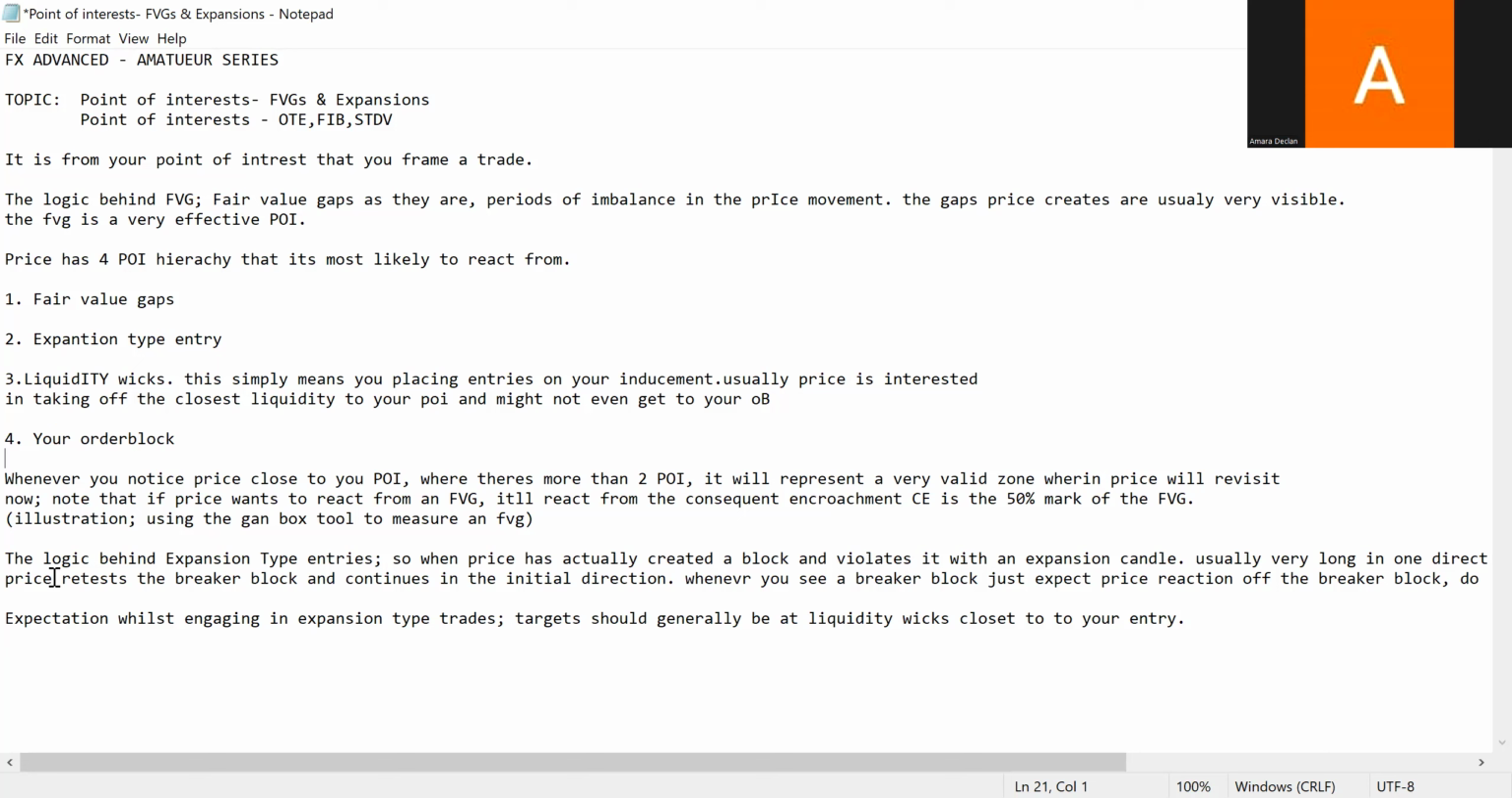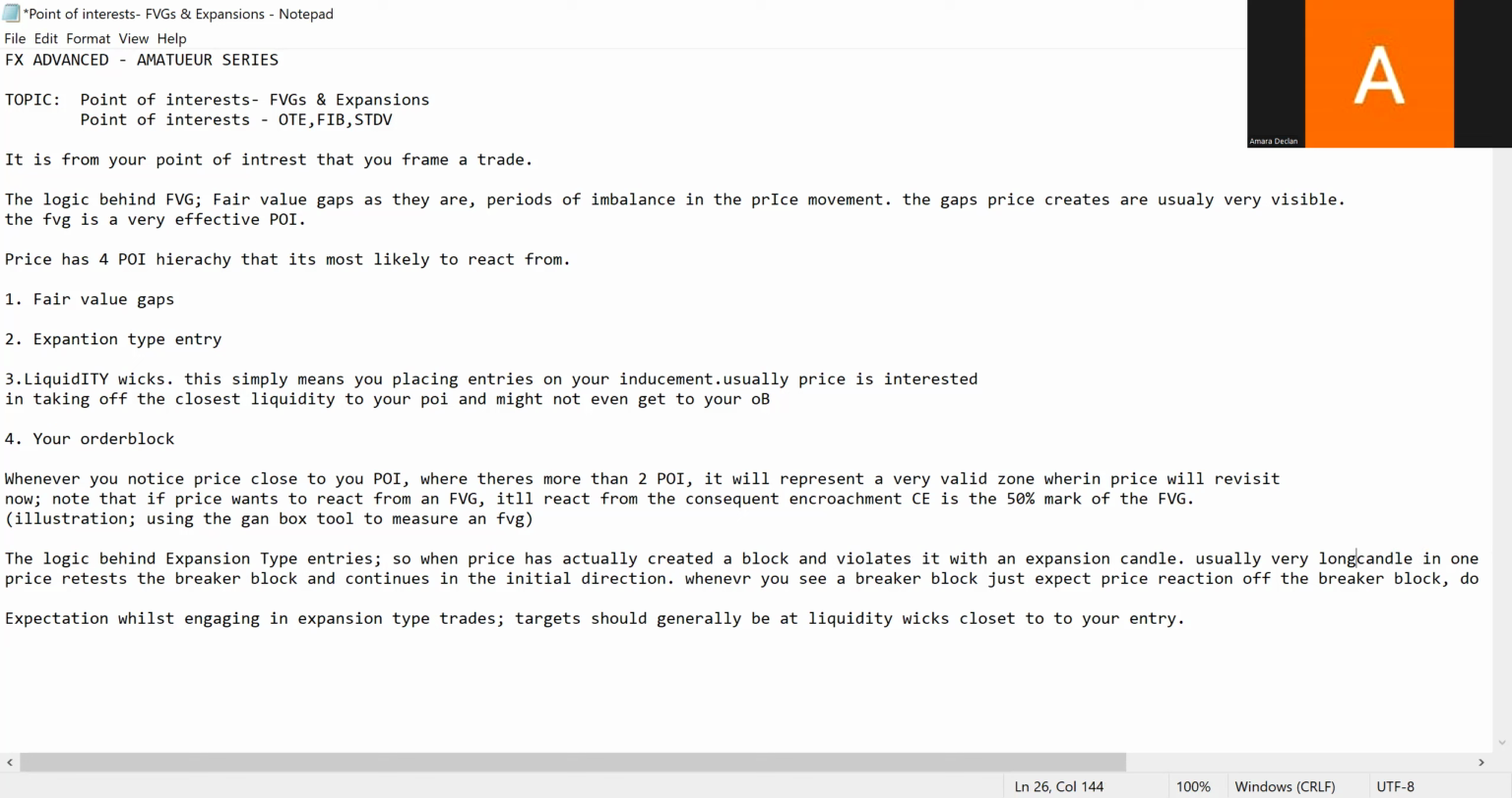So the logic behind expansion type entries, because we are looking at fair value gaps and expansions, is that when price has actually created a block, it violates it with an expansion candle, usually a very long candle in one direction.